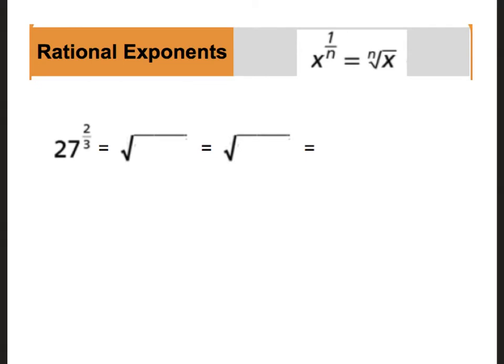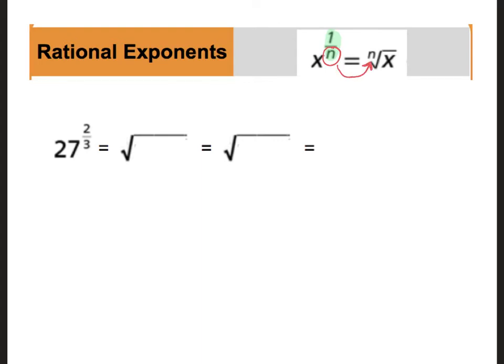So we're going to start with rational exponents. Rational is just a fancy word for a fraction. Essentially, the fractions you'll see today will be in the exponents. The way rational exponents work is, notice in my little exponent, I have 1 over n. N is on the bottom, and the number on the bottom is going to come out in front of your root. You're always going to have a root.